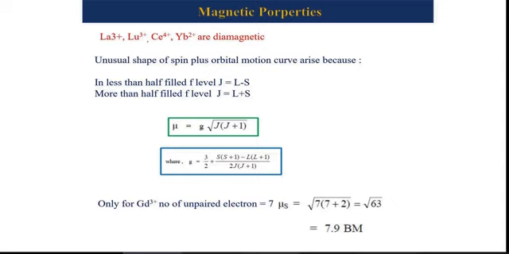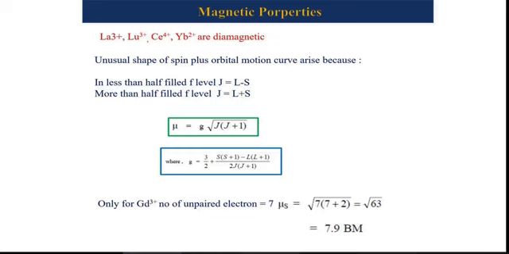Next. In the previous slide, I showed the unusual shape of the spin plus orbital motion curve. It arises because in the case of less than half filled, the total angular momentum J is equal to L minus S. Whereas in the case of more than half filled, if the number of electrons in the f orbitals is more than 7, then the contribution is L plus S. Whereas if the electrons are less than 7, then the contribution will be L minus S.